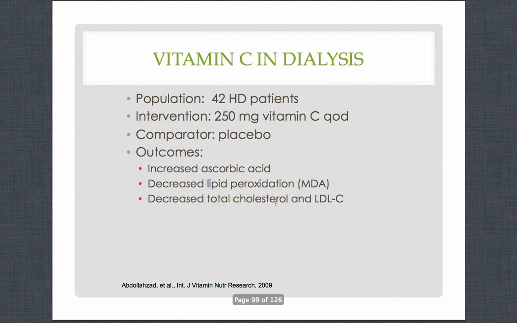Specific nutrients in dialysis. Vitamin C increased vitamin C concentrations. It decreased lipid peroxidation, decreased total cholesterol and LDL, 200 milligrams of vitamin C every other day. So notice the dose, 250 milligrams of vitamin C. This is not a gram or 3 grams or 5 grams. This is 250 milligrams. So this is less than what you would get in one of those tasty chewable wafers, and it's only every other day, so 250 milligrams every other day. So low dose, infrequent, not mega doses.